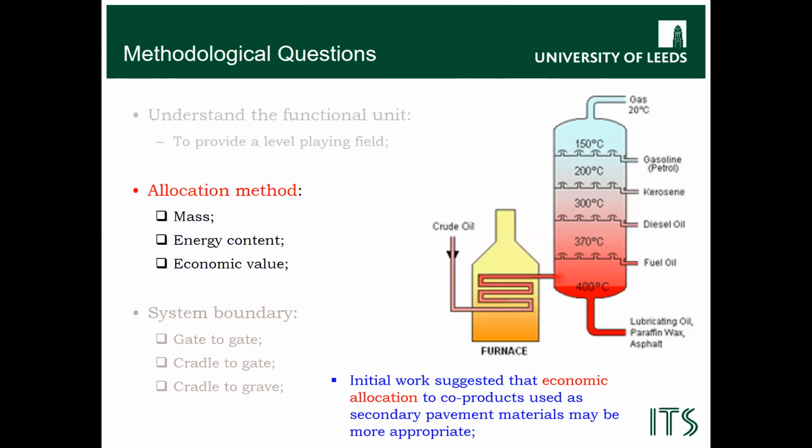We did some work in the past and found that allocation based on economic value, when we use byproducts from other industries in road pavement, is appropriate compared to other methods. The main reason is, like I said before, like most other construction products, the material we use in road building is relatively cheap and heavy. So this method will give us a fair assessment of the environmental impacts of materials used in pavement.